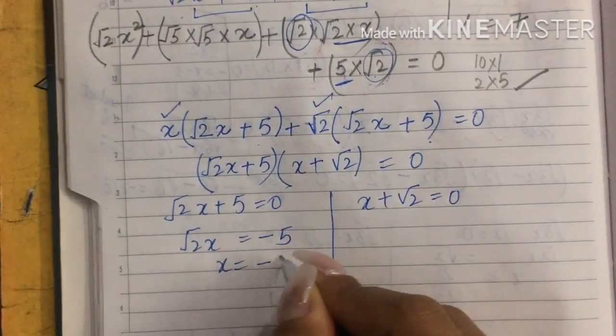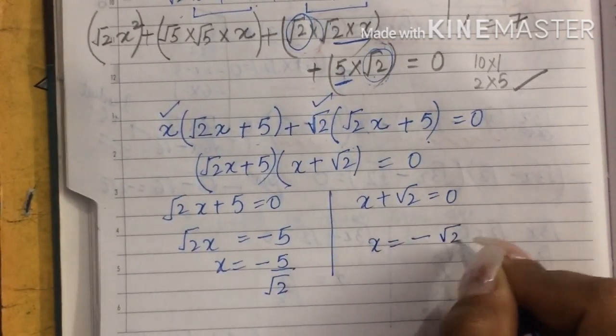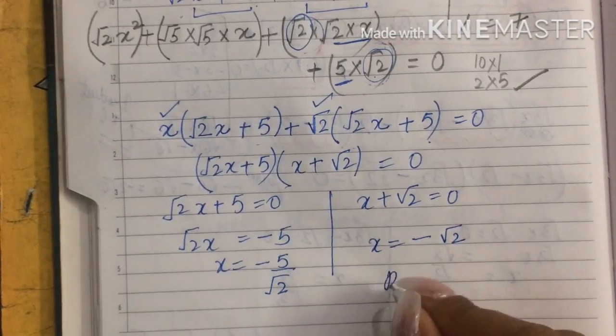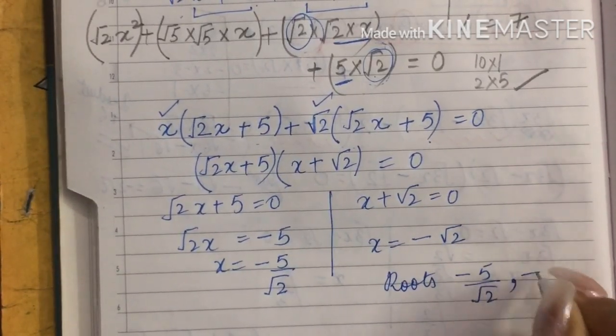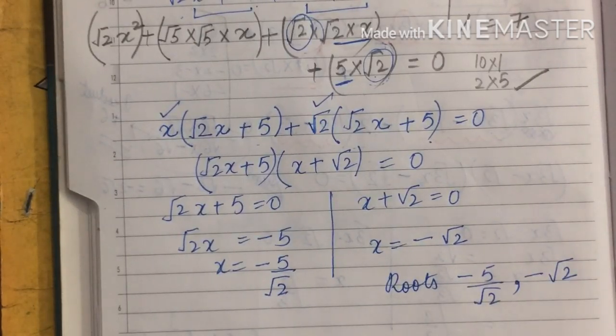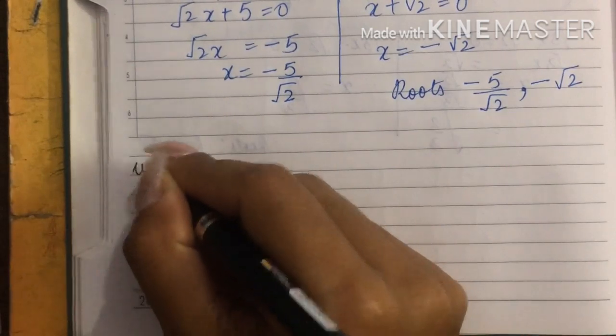X comes out to be minus 5 by root 2. From here x comes out to be minus root 2. So the roots are minus 5 by under root 2 and minus root 2. Let us do the fourth part of the same question.